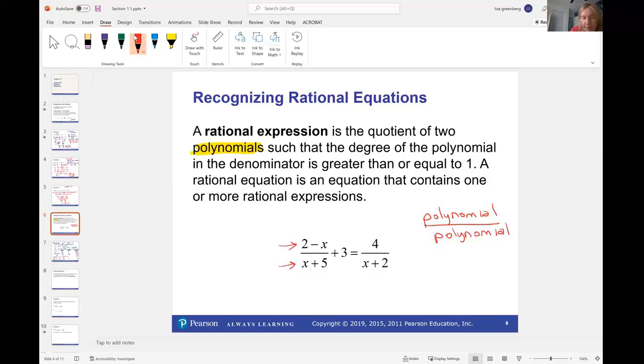Same over here. 4 is a polynomial, and x plus 2 is a polynomial. So we have a polynomial over a polynomial, which means both of these are rational expressions. And because there's an equal sign, we can say this is a rational equation. So a rational equation is an equation. Remember, equations always have an equal sign that contain one or more rational expressions.